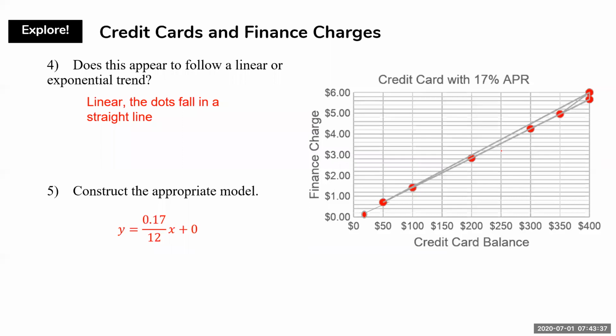Now, if you want to construct the appropriate model, this is our slope, right? This is the rate of change. So the APR divided by 12 multiplied by x, where x is the credit card balance. Typically this is what you have to use to find the finance charge all the time. So knowing your APR, you divide by 12, multiply by the balance on your card, and that gives you the finance charge. Is that okay?